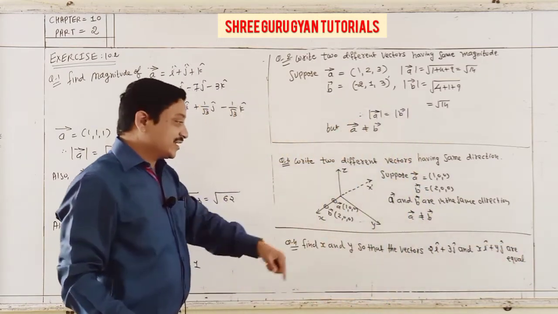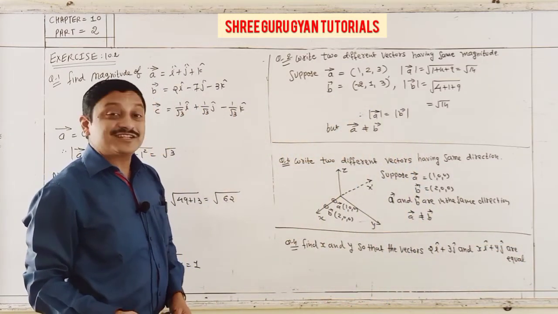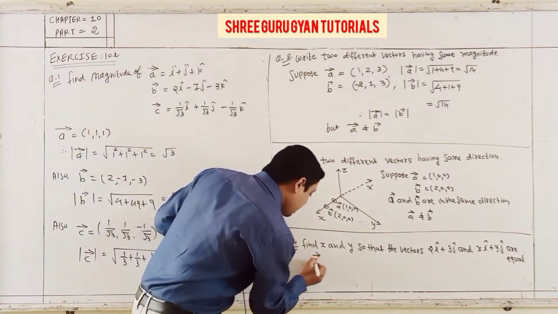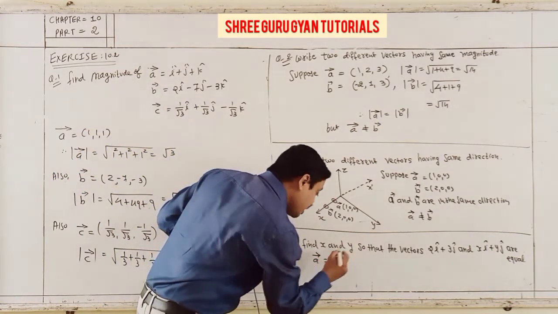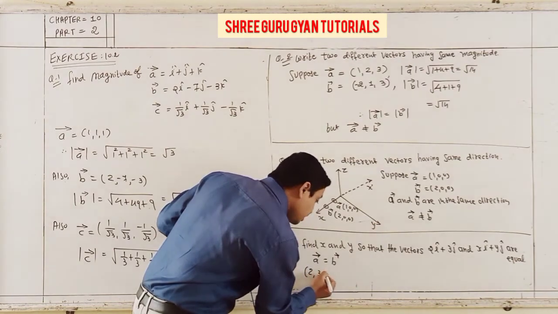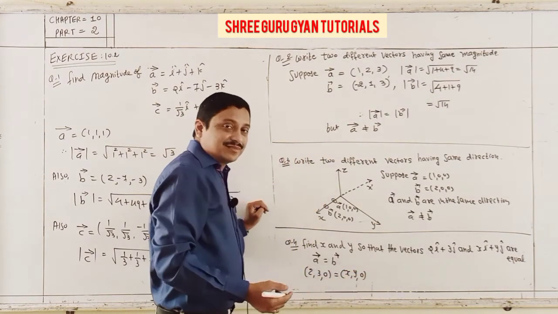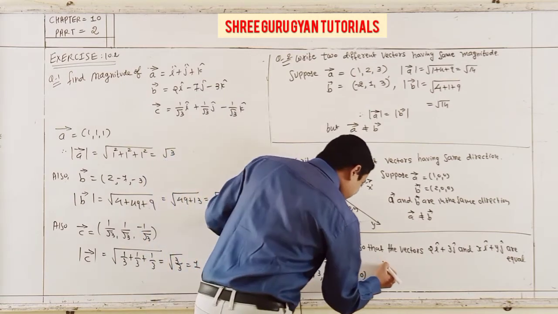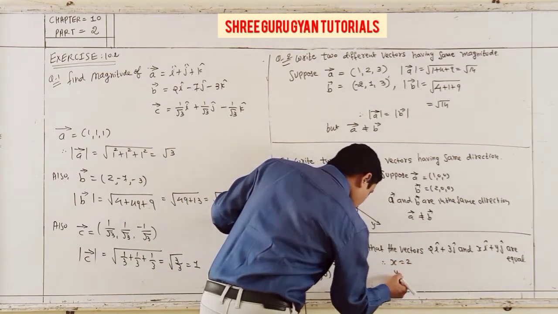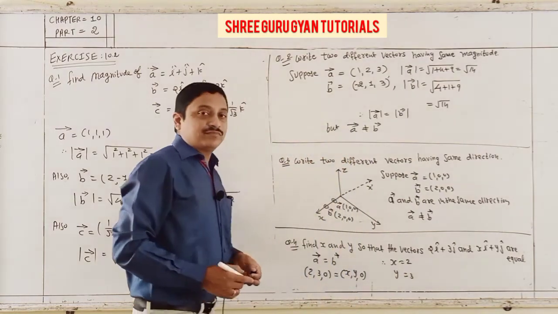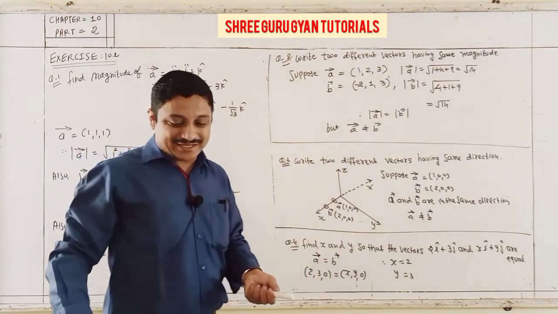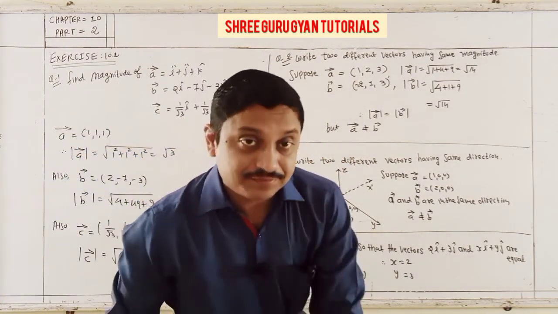Now fourth, find out x and y. Both vectors are equal. Very easy. A equals B. What's your A? 2, 3, 0. B, I have x, y, 0. Now equality. Your equality, x equals 2, y equals 3. And simple, students, your answer is 2 and 3.